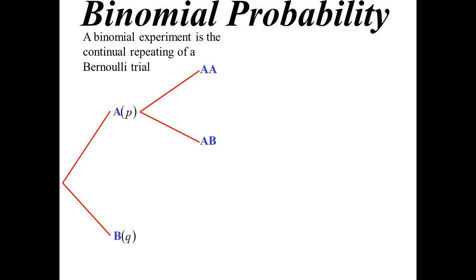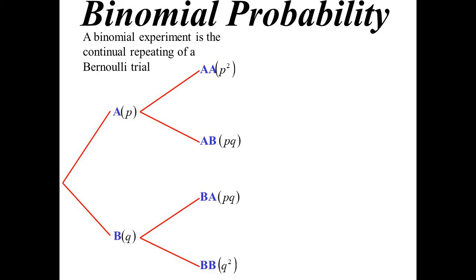So we'll start off with, okay, the two possibilities are A or B. And let's say A is success, B is failure. So probability of A is P, probability of B is Q. But then we repeat the trial. So if we got A the first time, then we could branch out to AA and AB. If we got B the first time, it'd branch out to be BA and BB. Probability of AA would be P squared, AB would be PQ, BA would also be PQ, BB would be Q squared.